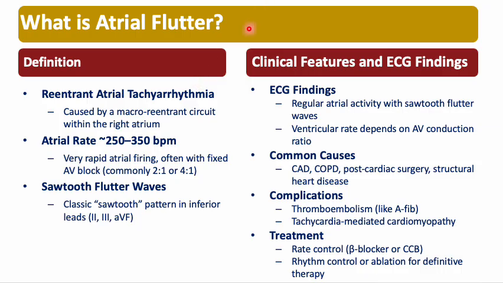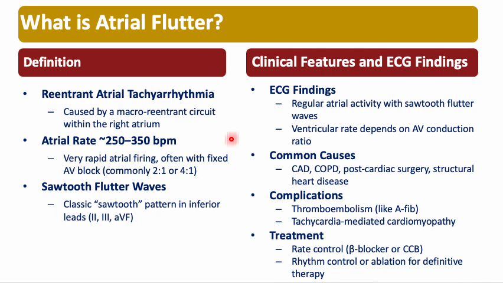And so the counterpart to atrial fibrillation is atrial flutter. It is due to a micro reentrant circuit within the right atrium. The rate can be 250 to 350 beats per minute. It's very rapid atrial firing, often with a fixed AV block. You usually see on the EKG the classic sawtooth pattern in the inferior leads, which are 2, 3, and aVF.